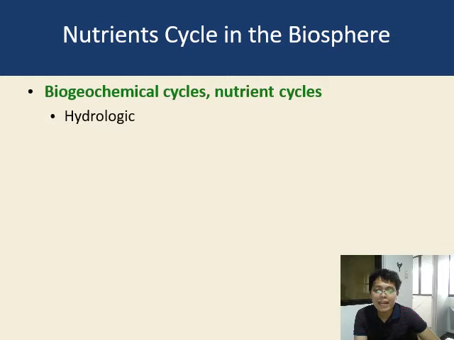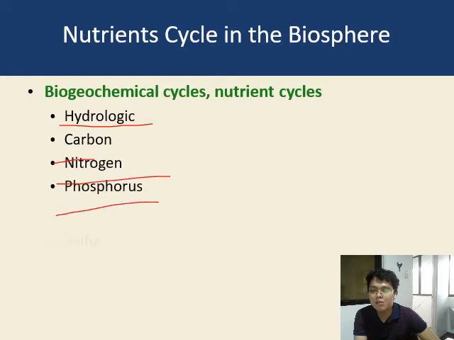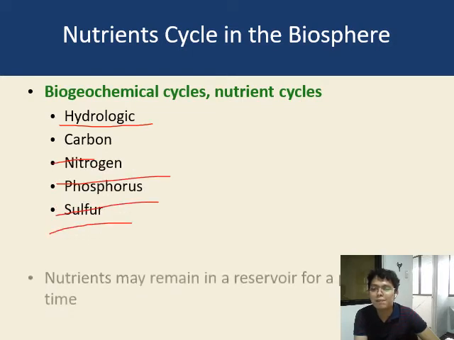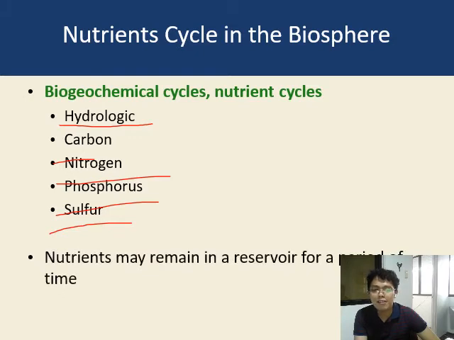So the five biogeochemical cycles are the hydrologic or water cycle, the carbon, the nitrogen, the phosphorus, and then the sulfur cycle. Now, nutrients may remain in the reservoir for a period of time, but due to human activities and organisms themselves, this reservoir could be disturbed, and it leads to the release of these stored nutrients.